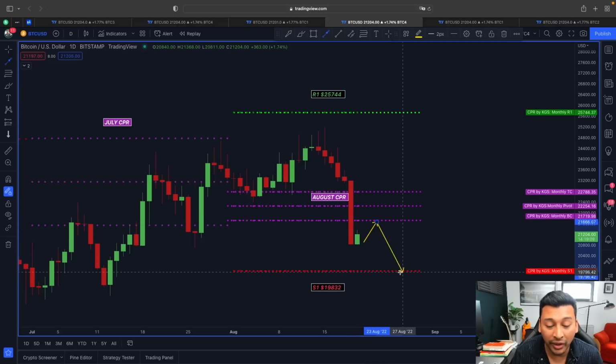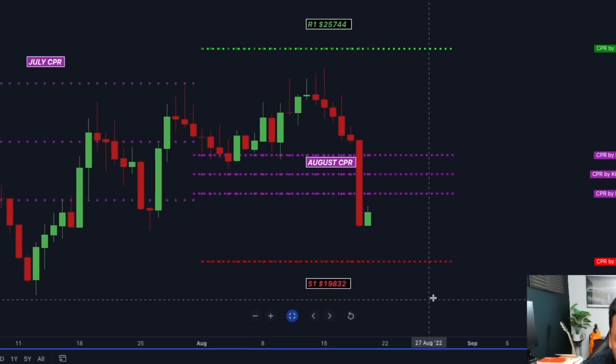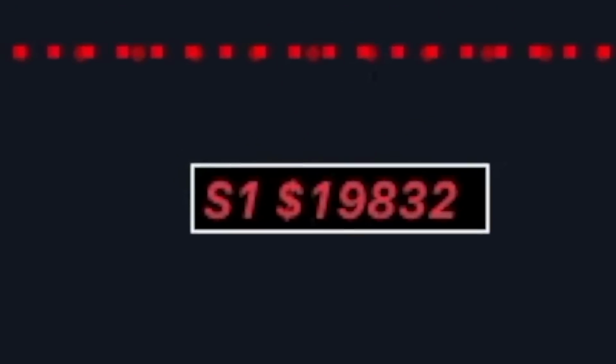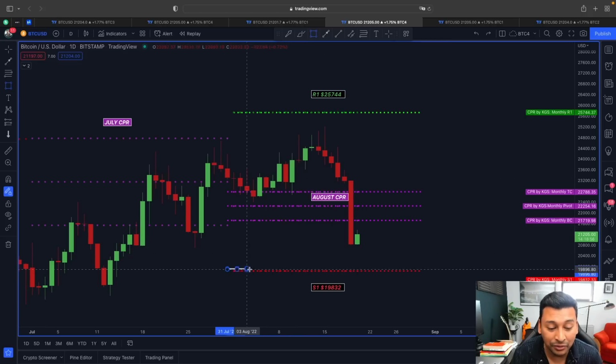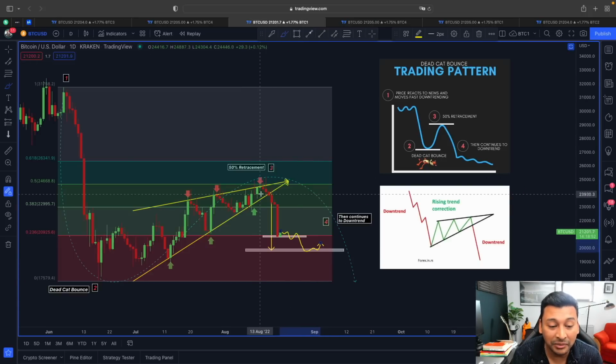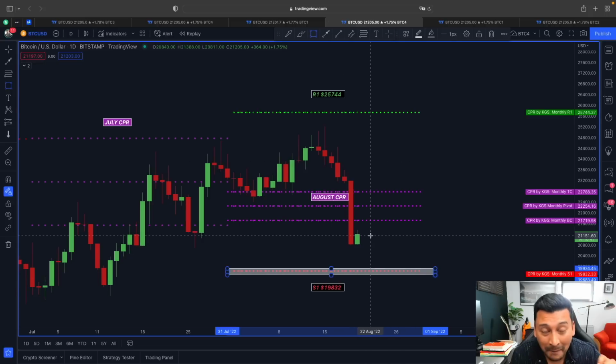And now according to this CPR indicator, you can see if this trend continuation is going to happen, where is our target lining up? Our target is also lining up around the 19,832 area. And now you can see, guys, with the previous example I showed you, this 19,000 is the target from this rising wedge and also the target from this broadening wedge lower line area. So this lower target makes a lot of sense.